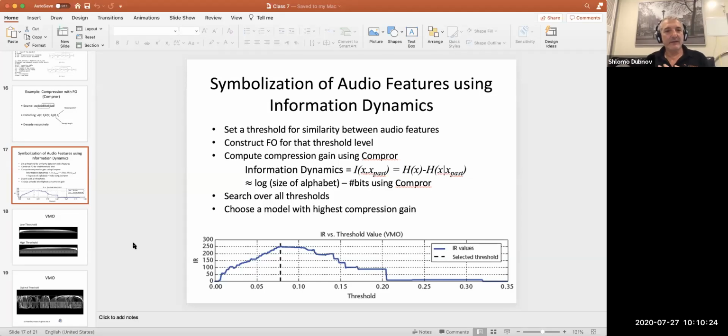So this video is about explaining the idea of thresholding, or the idea of using these string matching algorithms and the string compression methods to estimate this information dynamics, which is how predictive the future is based on the present, based on the past.